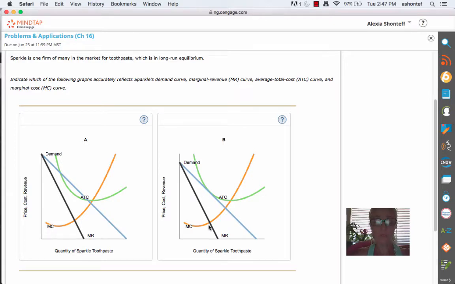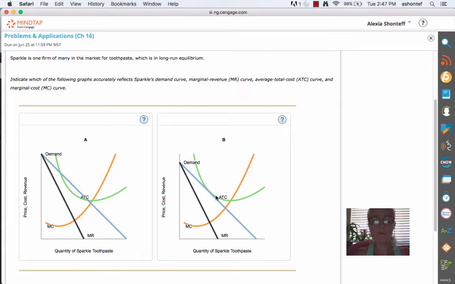Then we price accordingly, which would mean we go up to the demand curve and then price. And over here, it'd be the same thing. We go up to the demand curve and price. But to know which one we need to be selecting here, since you're told this is long run, and we know it's monopolistic competition because of the description, in monopolistic competition, price has to equal average total cost.